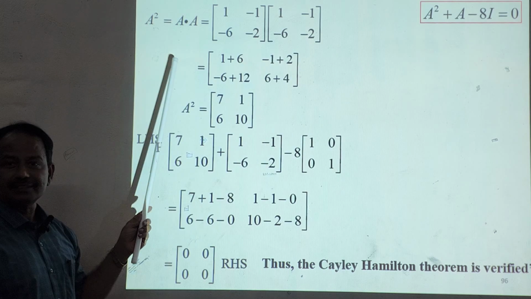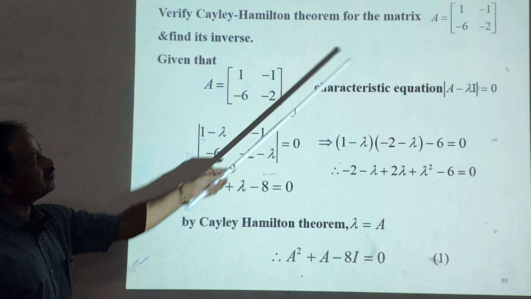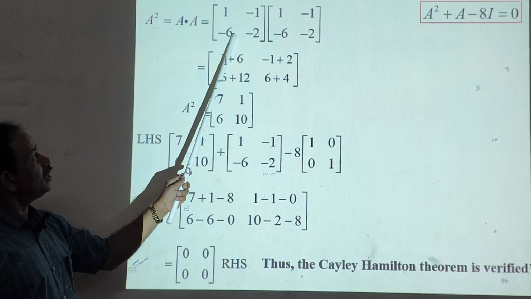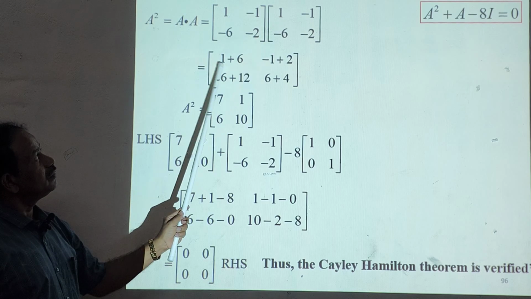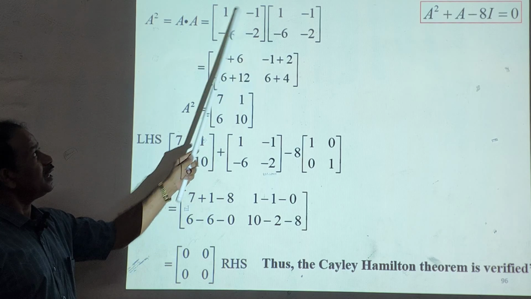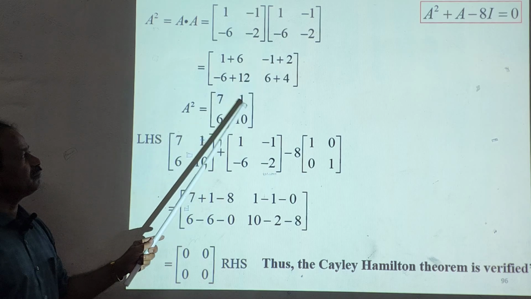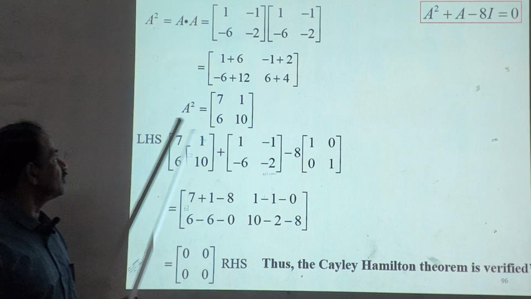So A squared equals A multiplied by A. So this is your original A. So A multiplied by A will give you this, correct? 1 multiplied by 1 and minus 1 multiplied by minus 6 will give you this. So similarly other elements. After simplification, you have A squared equals 7, 1, 6, 10. So we have found out A squared.